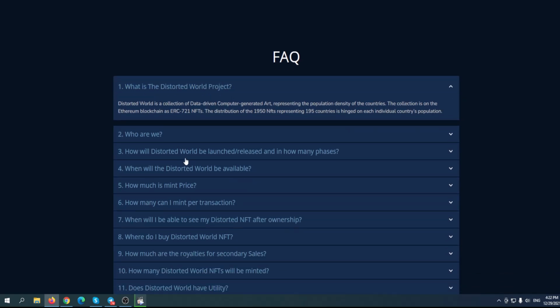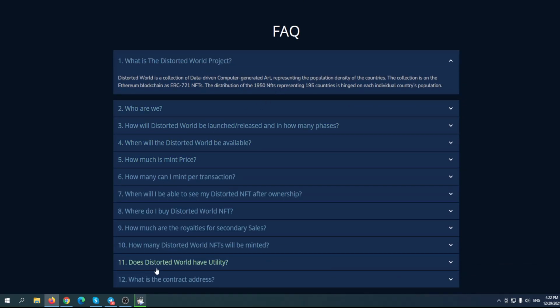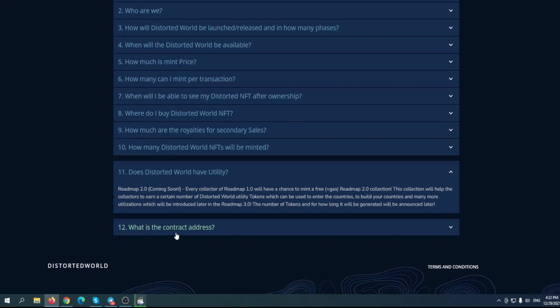So you can find out frequently asked questions here. This is a very important part. So does Distorted World have utility? Roadmap 2.0 coming soon. Every collector of roadmap number 1 will have a chance to mint a free plus gas roadmap 2.0 collection. So this collection will help the collectors to earn a certain number of Distorted World utility tokens. That's right, guys, which can be used to enter the countries, to build your countries, and many more utilization, which will be introduced later in the roadmap 3.0. So this is just the start.